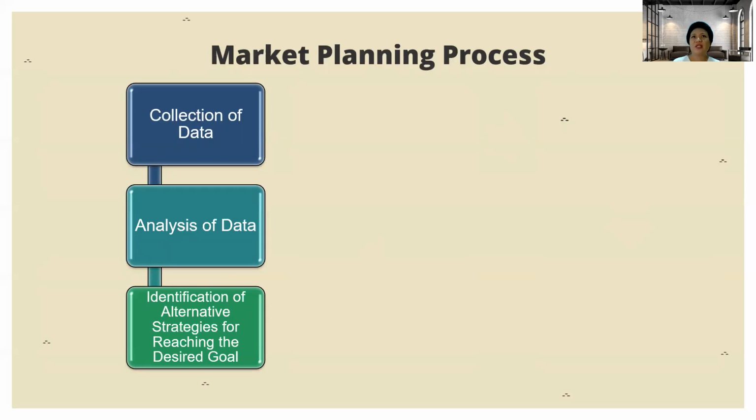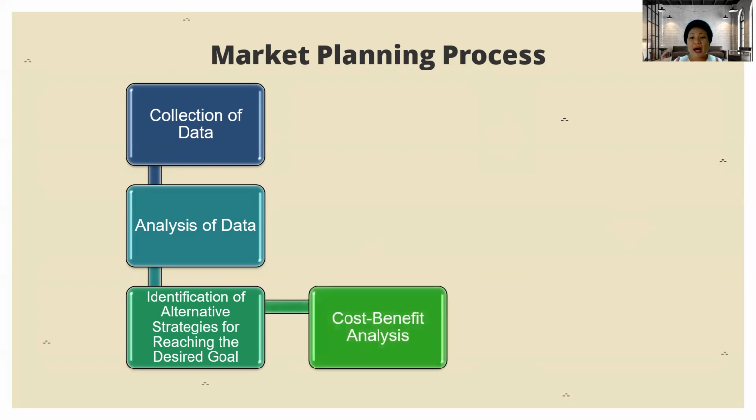Like for example, if you're gonna sell, an airline could use different strategies. It could offer seat selections. It could also offer promotions. Like now, they have a lot of promotions for them to increase their sales. So after that, you need to analyze the cost and the benefit.